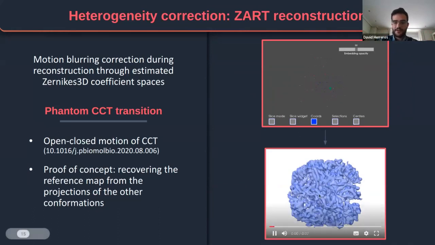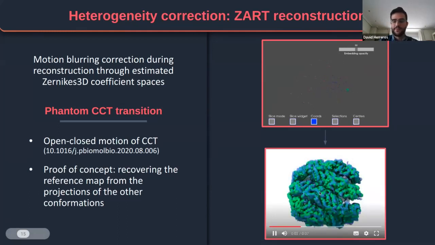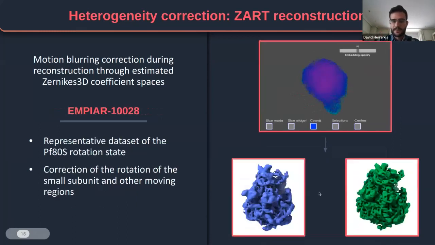Here in this video, you can see the comparison. You can see the blue map, which is the SART reconstruction, and the green map, which is the actual reference map. And as you can see, we are able to get pretty well the same conformation in this comparison. So this process of undeforming works fine. What happens if we apply this to real data?